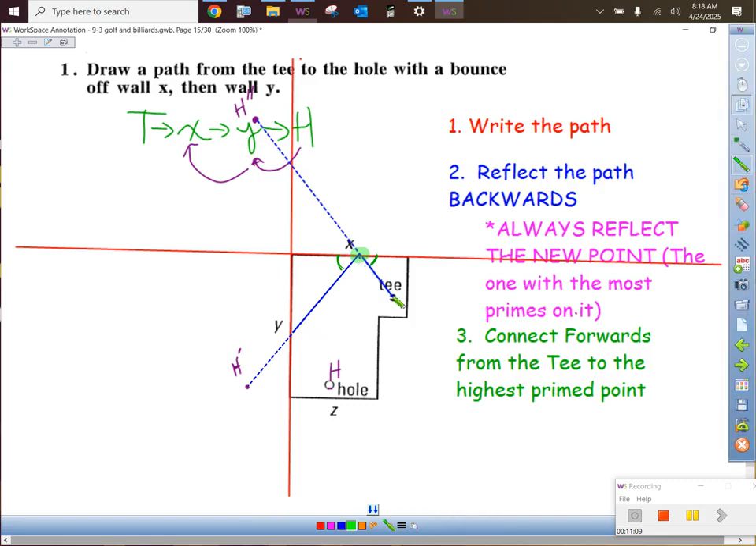But then it did this. So it went boom, boom. Is it going to bounce off wall Y still? Where's it going to go? Into the hole, baby. So that's all solid. It's going to go in the hole.